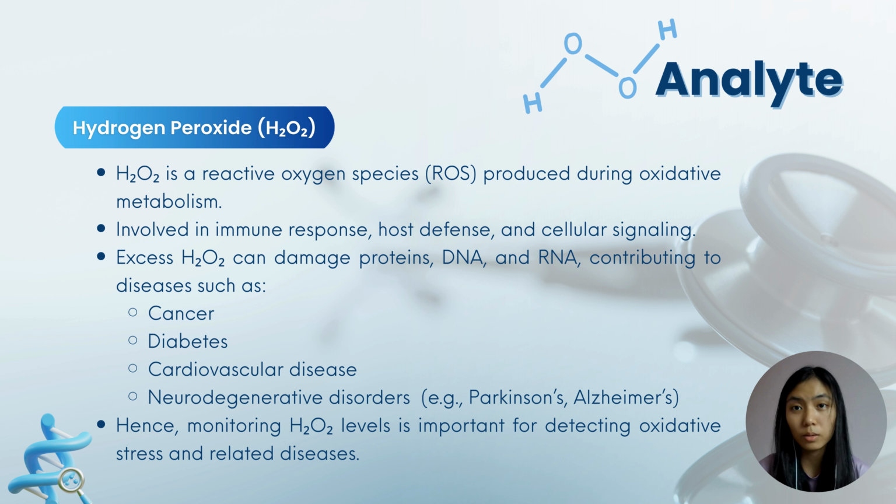An excess amount of hydrogen peroxide can damage protein, DNA, and RNA, and this contributes to diseases such as cancer, diabetes, cardiovascular disease, and neurodegenerative disorders such as Parkinson's. So monitoring the hydrogen peroxide level is quite important for detecting oxidative stress and related diseases.